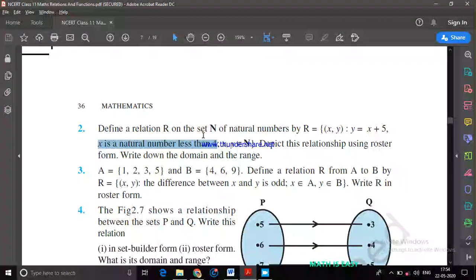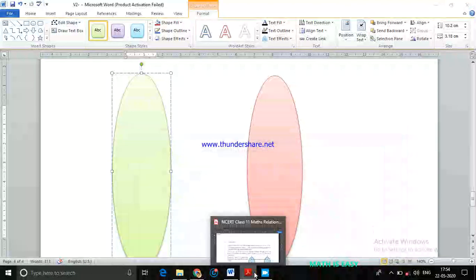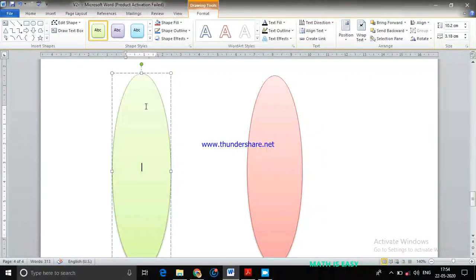In this question, x and y both are elements of N. N means natural numbers. A relation R on the set N of natural numbers. Okay, so R is defined on the natural numbers. If R is defined on the natural numbers, you know the natural numbers: 1, 2, 3, 4, 5, 6, and it will go on. These elements will keep on going.